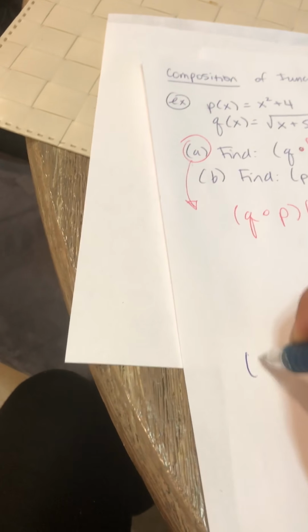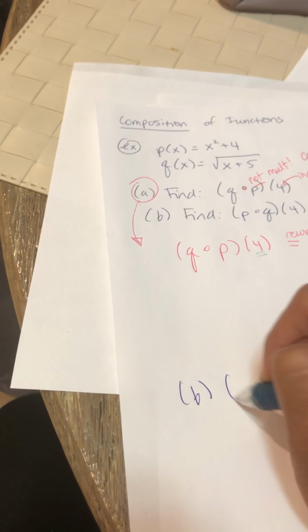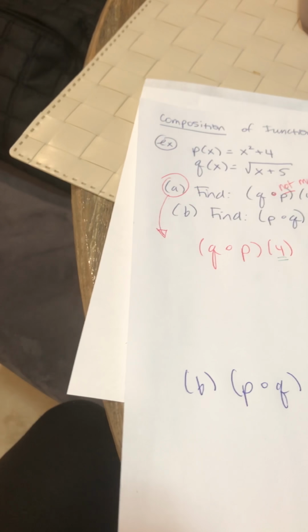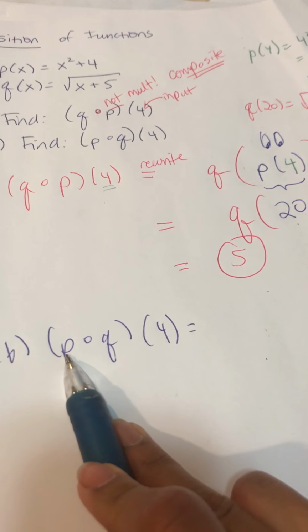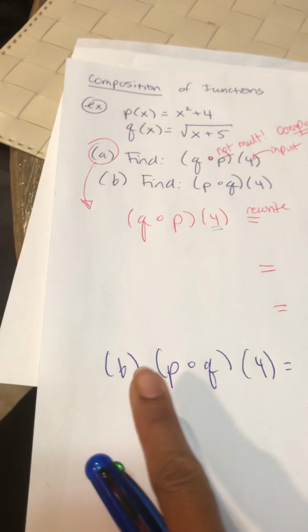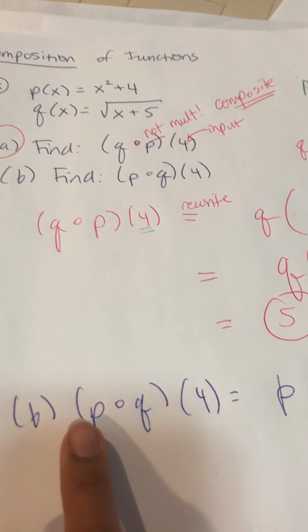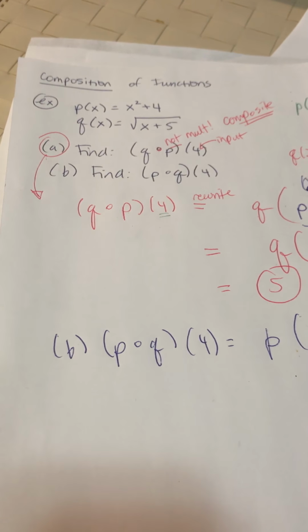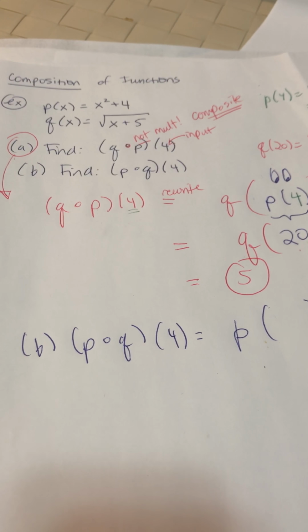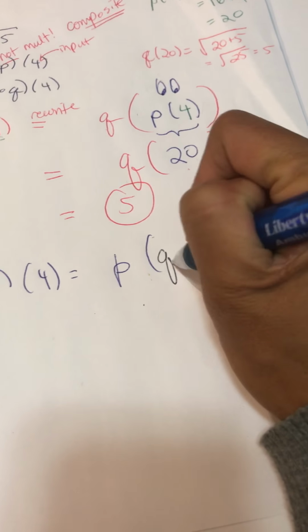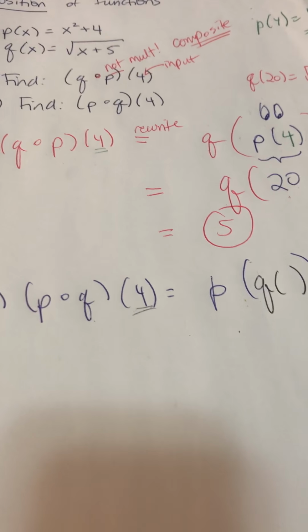Now looking at part B. Part B says find P composite Q of 4. All that means is I have P as the outside function and the inside function is the second one. The first one is always the outside function, and the second is always the inside function. So the inside function in this problem is Q. I'm going to write Q right here, and inside of that function is the number 4.